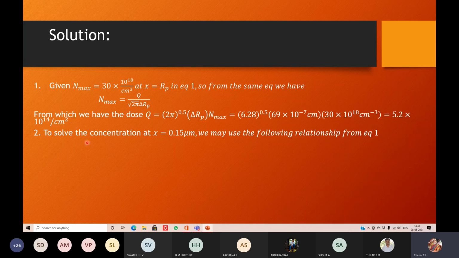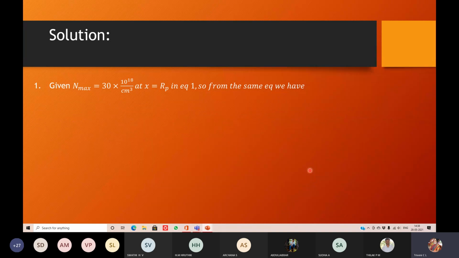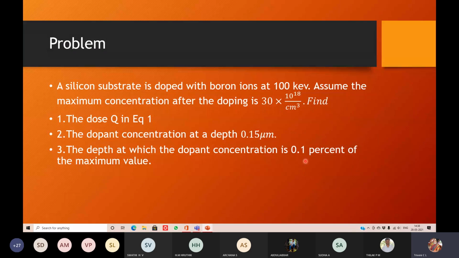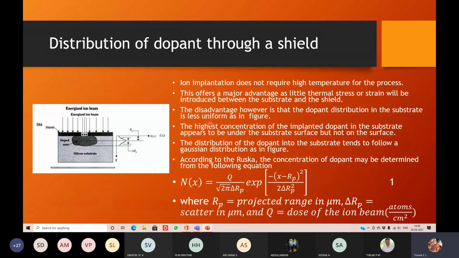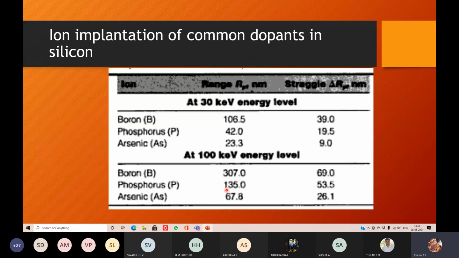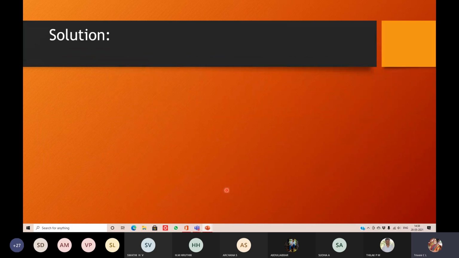Question number 1. And when you take question number 2, we will be taking x equal to 0.15 micrometer. For that, we are going to use equation 1 here. So what is equation 1? You can see this is equation 1. So I'm taking this equation 1, and we'll try to apply it.